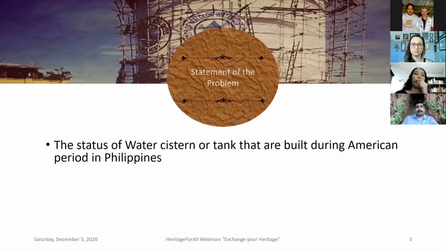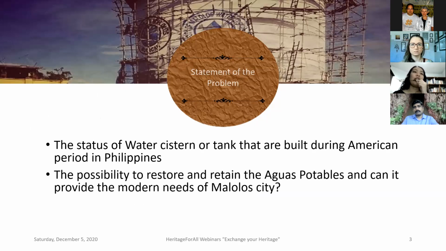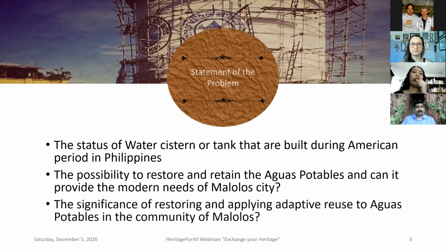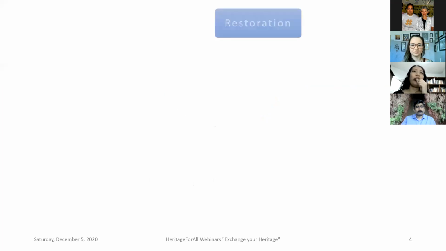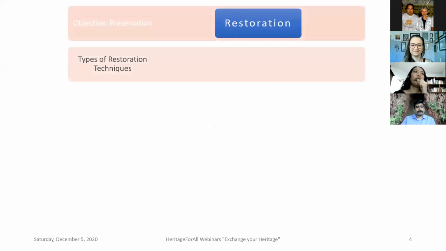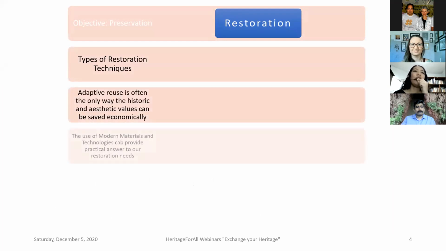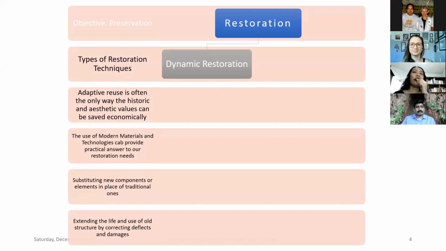So the statement of the problem is: what is the status of the water cistern tanks built during the American period in the Philippines, and what is the possibility to restore and retain the Aguas Potables to provide for the modern needs of Malolos City, and what is the significance of the restoration? According to the National Historical Commission of the Philippines, there are two types of restoration techniques: dynamic restoration and static restoration. The restoration can be adapted to the water tank in Malolos, Bulacan.